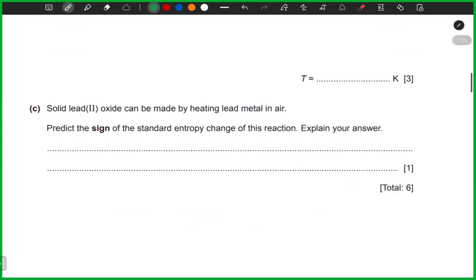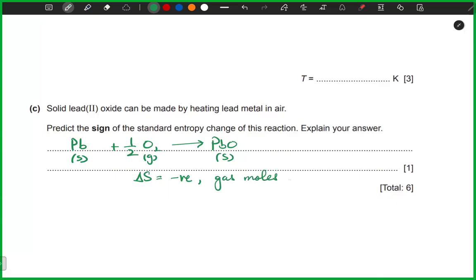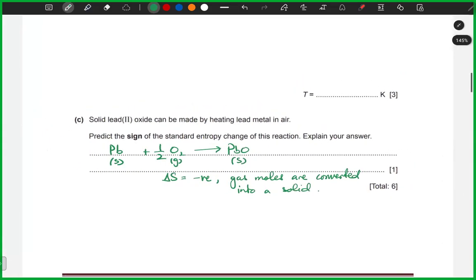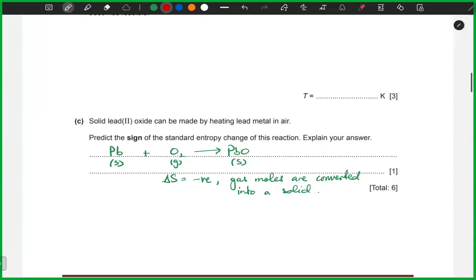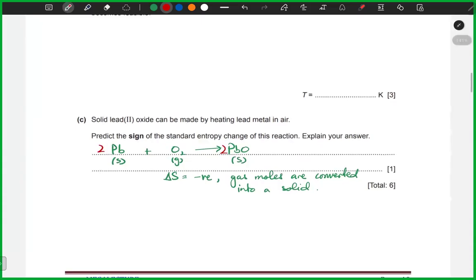Solid lead 2 oxide, Pb plus 2 and oxygen minus 2, can be made from lead metal in air. So this is solid and this is half O2 gas. What is delta S? Predict the sign of entropy change. Negative, because gas moles are converted into a solid. Remember, that is one mark. Sir, what does the 1/2 of oxygen mean? That is just to balance; you can use 1/2. Otherwise, balance it in whole numbers.